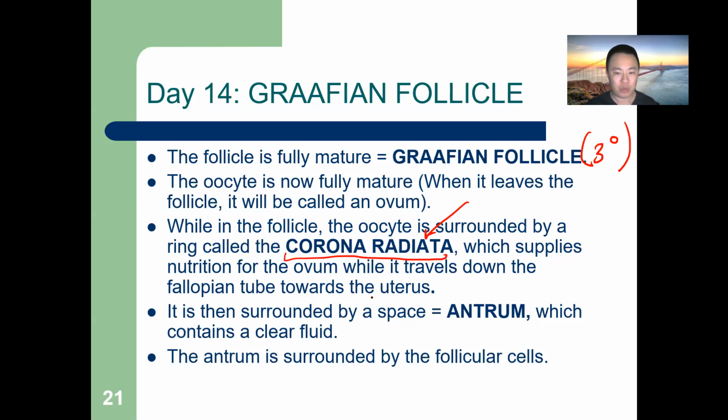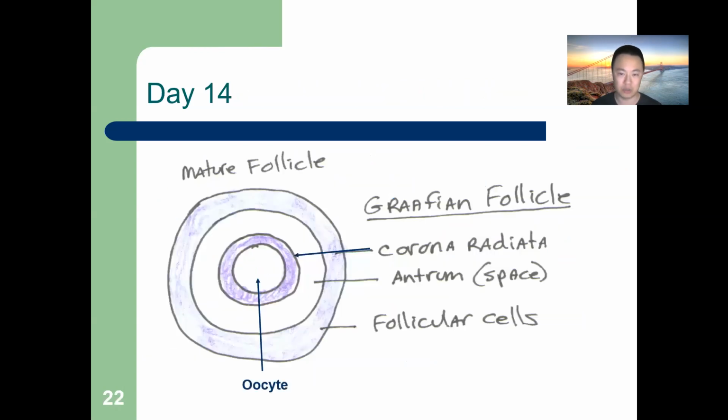Now it is surrounded by a space called the antrum, which contains a very clear fluid, and the antrum is surrounded by those follicular cells. So you can see here that the oocyte hasn't popped out yet. When it pops out, it's called the ovum. We have the corona radiata backpack of nutrition, we have the antrum, and then we have the follicular cells on the outside.